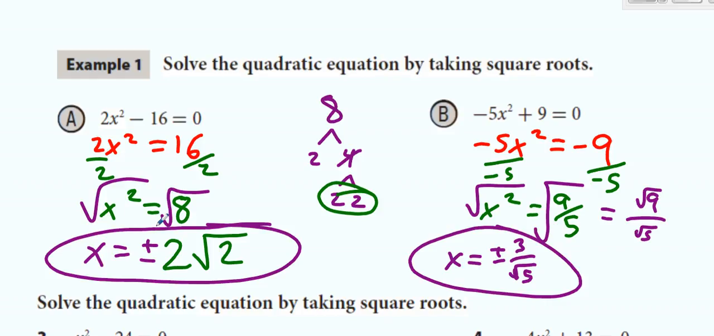Some places you'd read that it's not okay to leave the square root on the bottom, the square root in the denominator, but it doesn't help if you change it around at all in this case. It doesn't actually simplify it, so I would leave it alone.